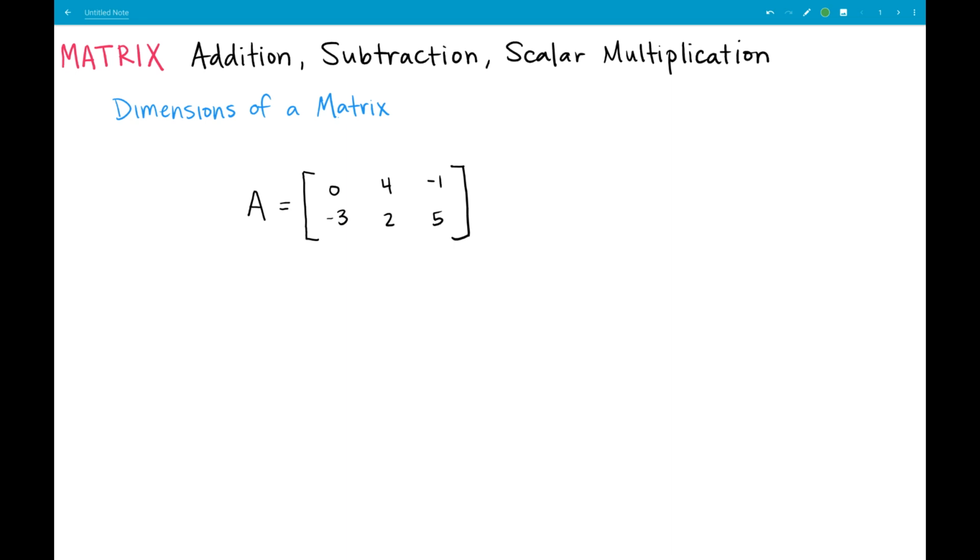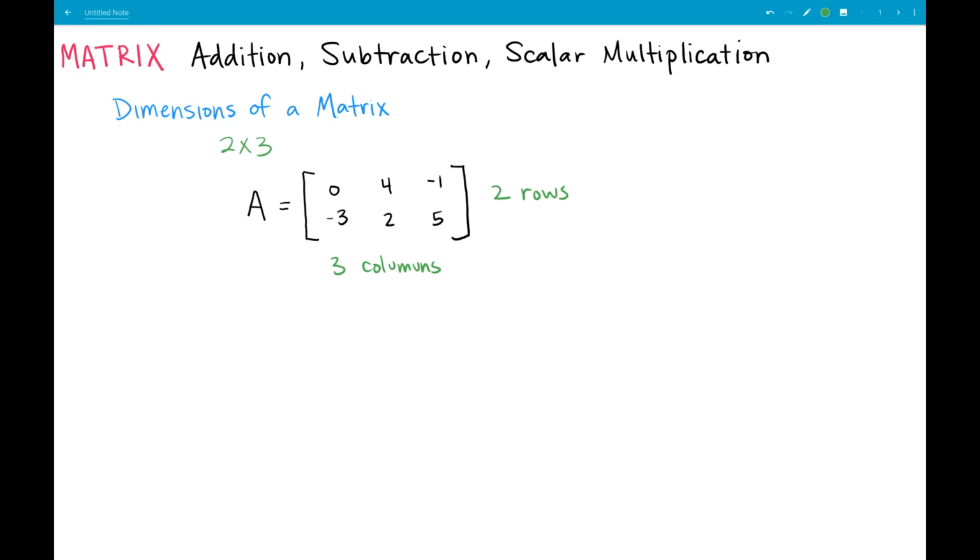In this video, we will be talking about matrix addition, subtraction, and scalar multiplication. First, I'd like to talk about the dimensions of a matrix. If I have a matrix that has 2 rows and 3 columns, then I would say that this matrix is a 2 by 3 matrix.